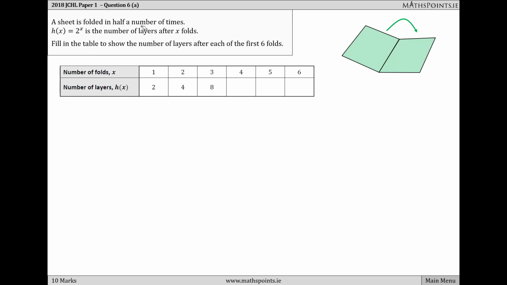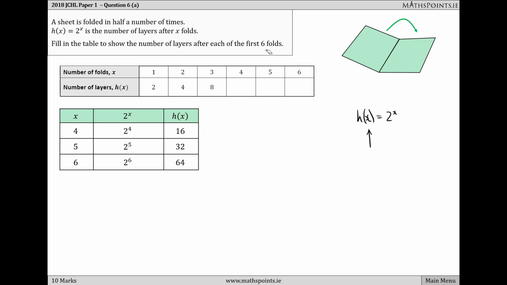So we're told that a sheet is folded in half a number of times. H of x is equal to 2 to the power of x. So we have this exponential function to represent the number of layers after x folds. So if we input values for x for the number of folds, the outputs will be the number of layers in that sheet of paper. So we want to fill in the table to show the number of layers after each of the first 6 folds. So it's a good idea to fill out a table to represent folds 4, 5 and 6.